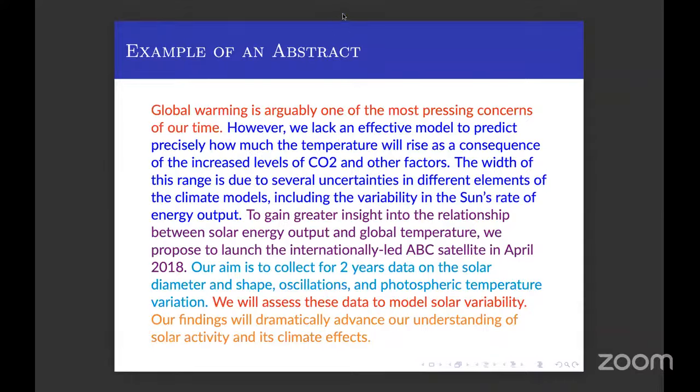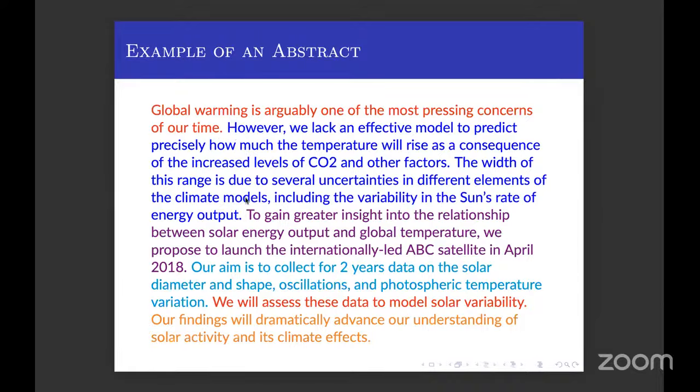So I hope everyone is giving the right answers, है ना? If you read this complete abstract, you will find that everything is mentioned over here. Global warming is arguably one of the most pressing concerns of our time. So this is your background, है ना? Okay. This blue is telling about the problem.